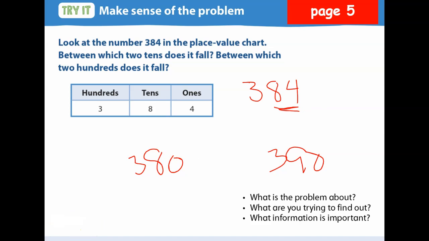All right. Then it says between which 200s does it fall? Between which 200s? Larissa? 300. So 300 on the left side of the number line, and then what's the other hundreds ahead of it? 400. And that's all it said, right?